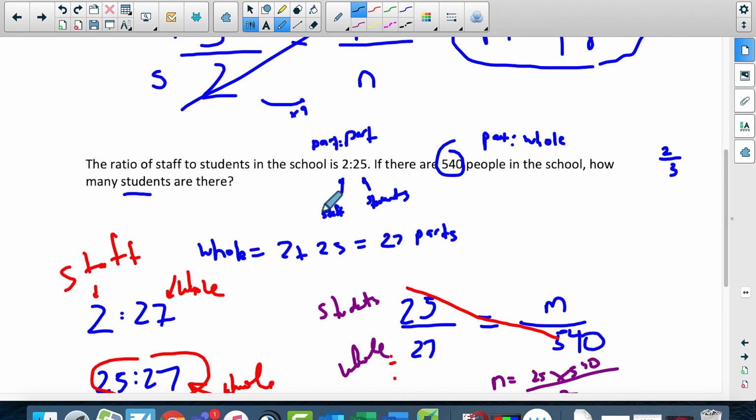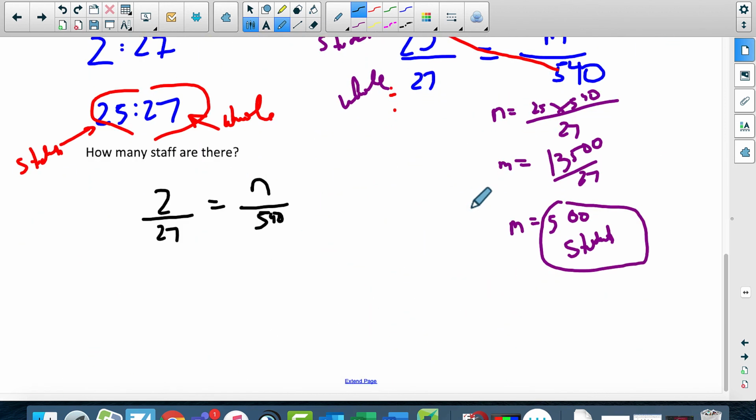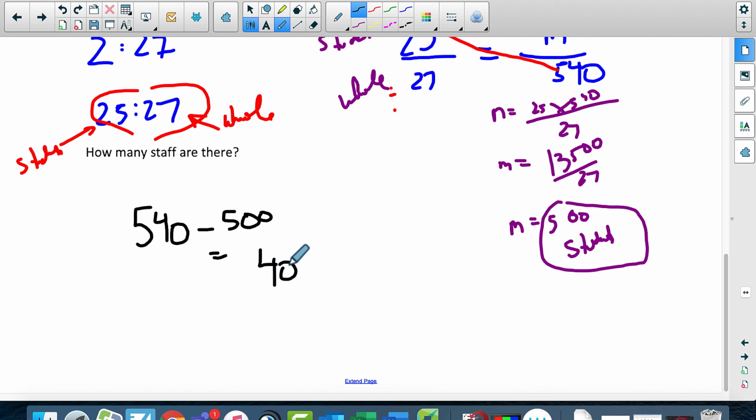But just think about this for a second. If there's 540 people in the whole school, and you just found that 500 of them are students, I think you should be able to figure out how many staff there are. What are you going to do? You're going to take the 540 people that are in the whole school, subtract your 500, and you will find out that there are 40 wonderful, amazing, inspiring staff members at the school.